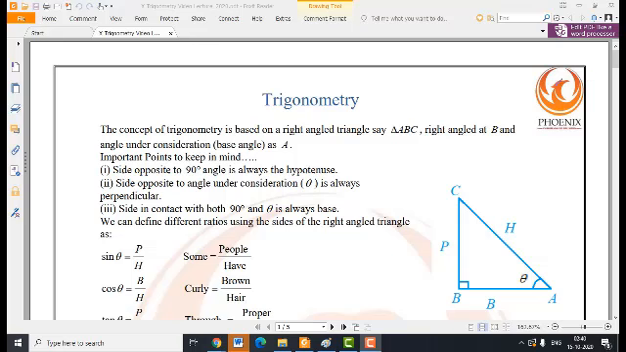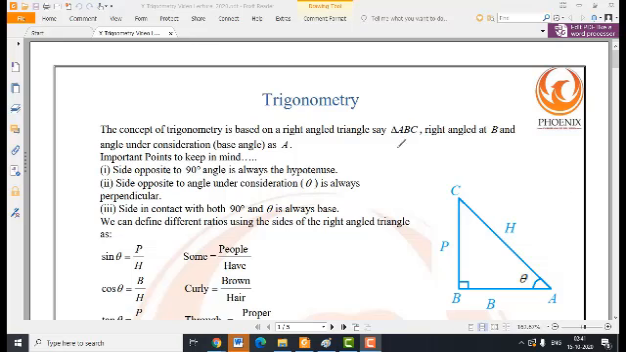Now the concept of trigonometry is based on a right angle triangle, particularly if we talk about 10th class trigonometry. Let us take a triangle ABC, right angled at B, and the base angle as angle A, which I have marked as angle theta in the diagram. The important thing to keep in mind while understanding trigonometry is which side is considered as hypotenuse, which side is considered as perpendicular, and which side is considered as the base of the triangle.